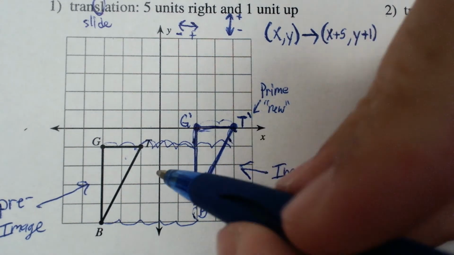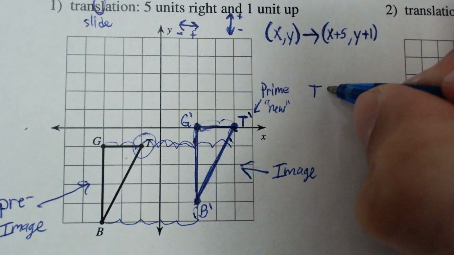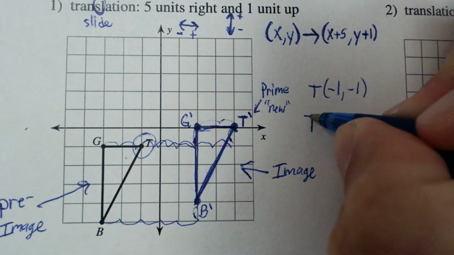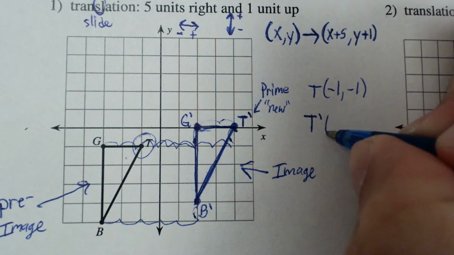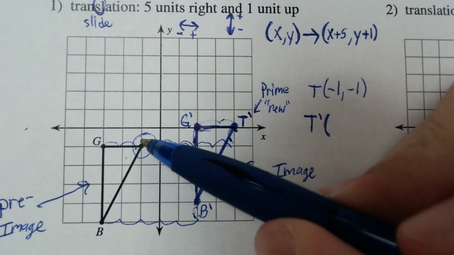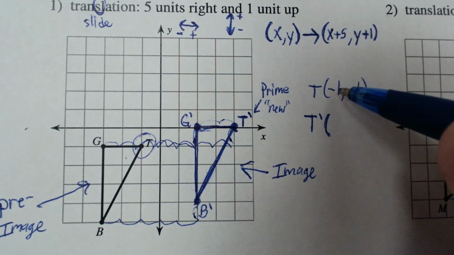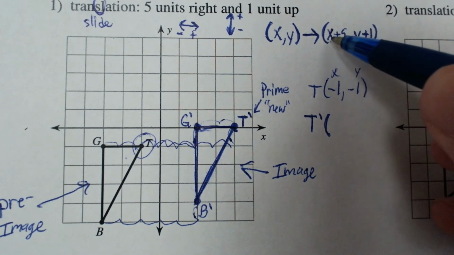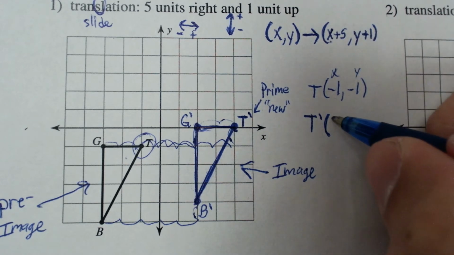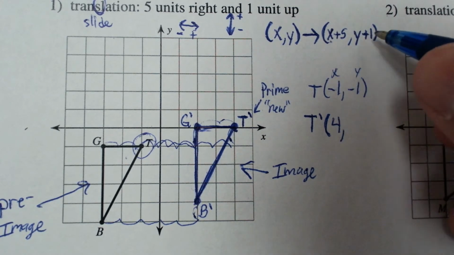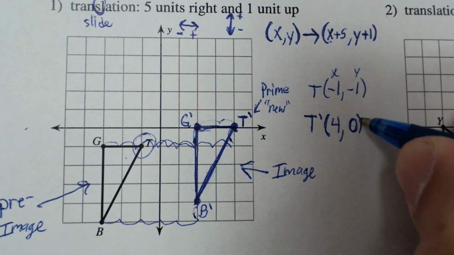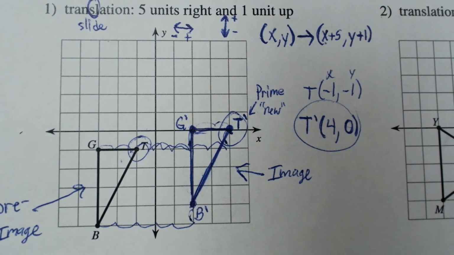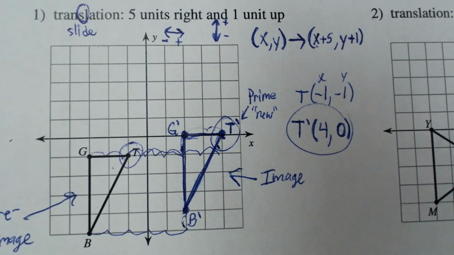So to show you what I mean by that, take this original T point at -1, -1. And let's look at T prime. We take -1, fill in our x and our y here. For x, -1 plus 5 is 4. For y, -1 plus 1 is 0. Notice that is the same coordinates that we have right there. So that's the 3 ways that you can look at a translation.